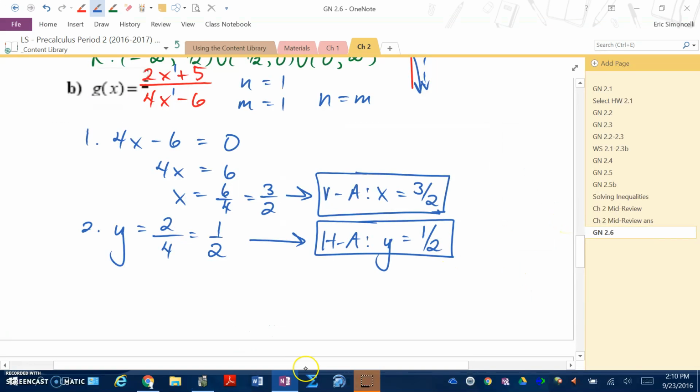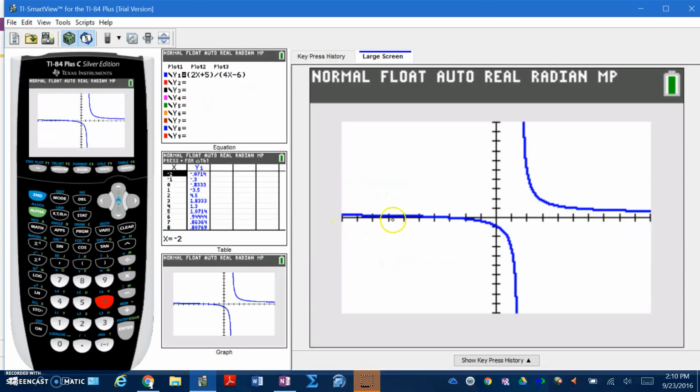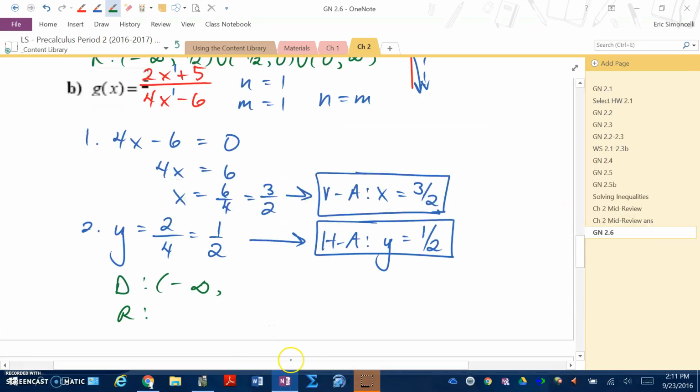I do want to finish this particular problem with domain and range, and I will bounce back to the graphing calculator if I need to. The domain will be all numbers except, or limited by, what x is. In this case, x can't be 3/2. So I'm going to say negative infinity to 3/2, parentheses. I'm going to go back to my graph. X approaches 3/2 from the left as well as from the right, but never technically gets there. So we'll say 3/2, parentheses, and then in union with 3/2 to infinity.